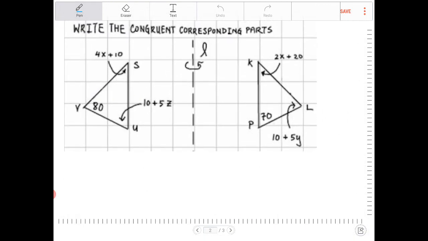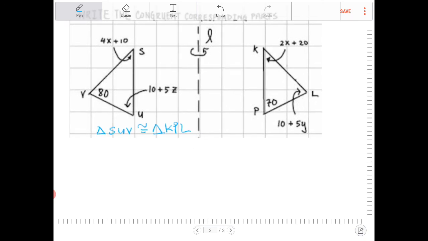This is a reflection. So again, triangle SUV will be congruent to triangle KPL. Looking at this, angle S will correspond with angle K. So 4x plus 10 will correspond with 2x plus 20.